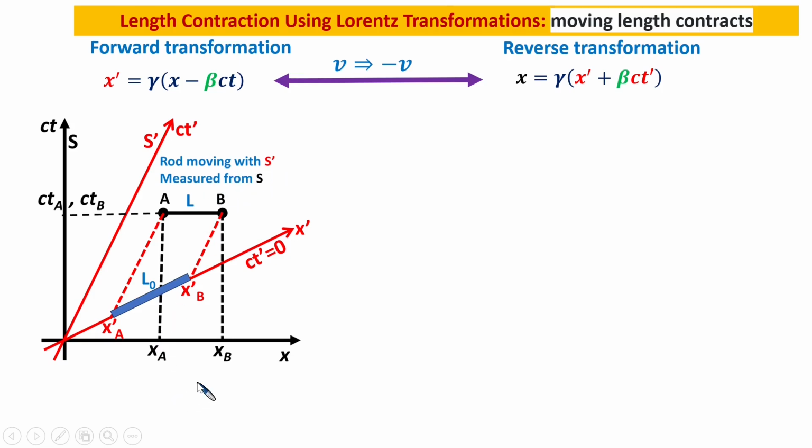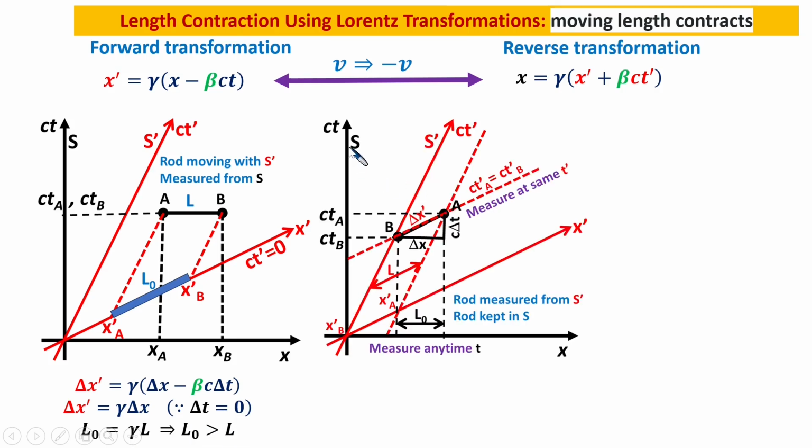If I see here, delta x prime is the difference of these two, taken at two different positions, and since delta t is 0, I get delta x prime is gamma delta x. Delta x prime is stationary, I call it L naught, and this is gamma times L. Delta x is this one. Here gamma is greater than 1, so L naught will be greater than L.